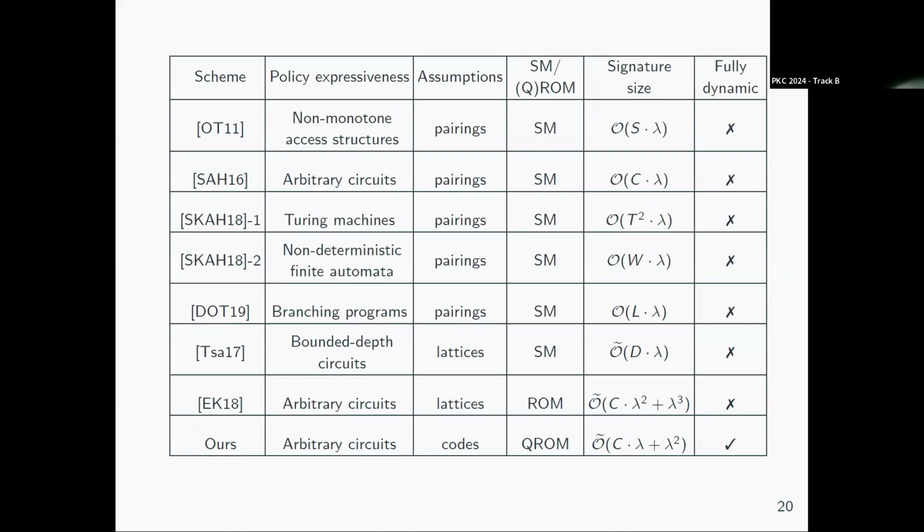So here is our final result. In this result, we applied our technique to build a fully dynamic attribute-based signature. So here we achieve the smallest signature size, and we are also secure in the quantum random oracle model. And our assumption used here is the code-like assumption, and also fully dynamic.